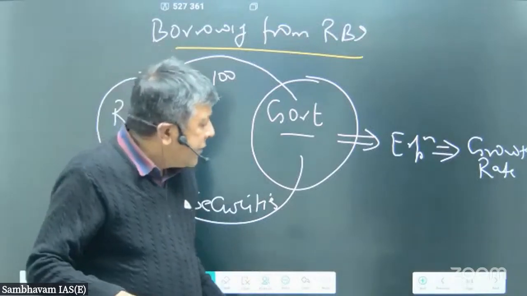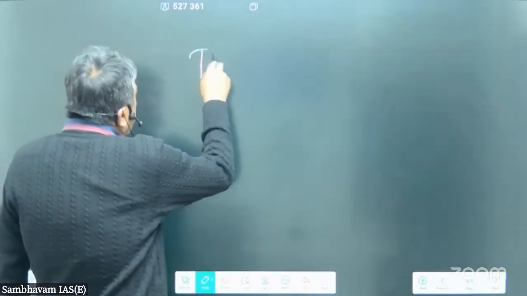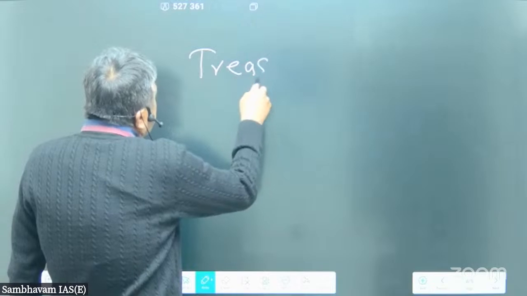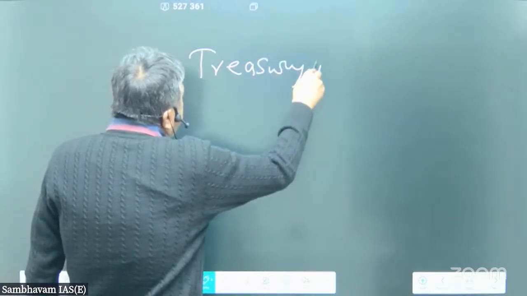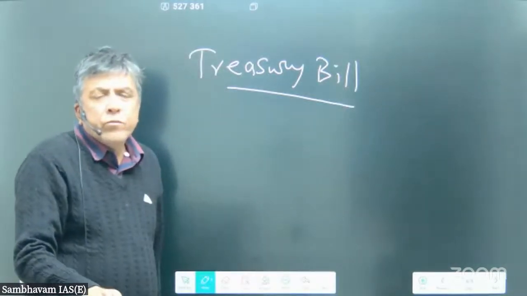Okay. Now see the name of the security that was issued. You must have heard this name. It was called Treasury Bill. Have you heard this name? Yes or no? Treasury Bill.